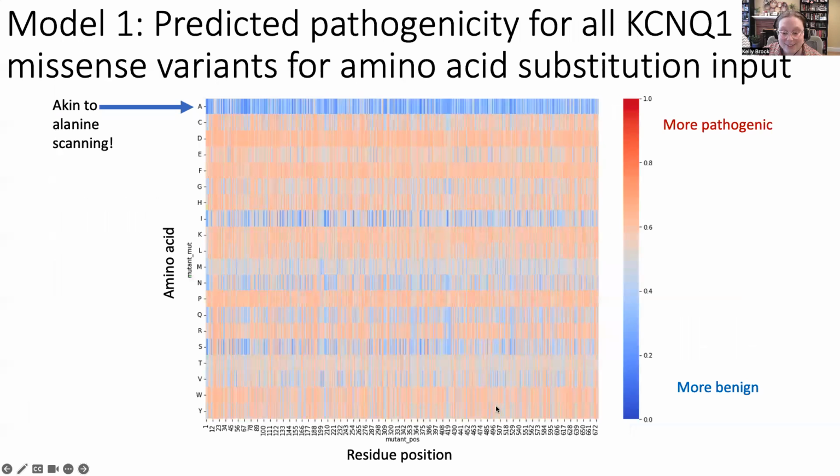So what does our data actually look like? This is for model 1, and we're plotting a heat map of all possible predicted missense variants for the KCNQ1 protein. Red means more pathogenic, blue means more benign. A few interesting things pop out. The first is that alanine substitutions, where some amino acid changes to an alanine, which is this first row here, tend to be pretty benign according to our predictions, and this matches something we expect from biology as well.